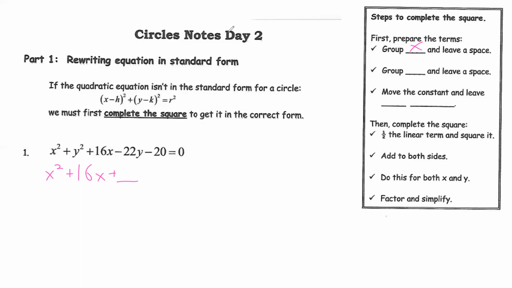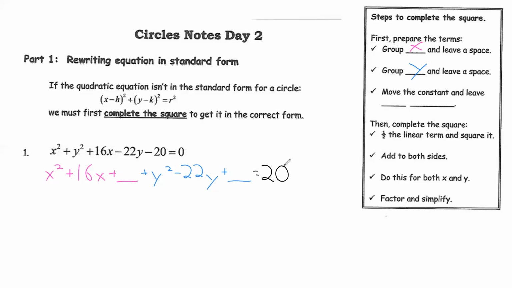Then we're going to do the same thing with the y's. So we have y values. We have plus y squared. The other y term was negative 22y. And again, in order to make this a perfect square trinomial, we're going to leave a space. The 20 that's on there, we're going to move that over to the other side. In order to move that over, we're adding it to the other side, so that becomes a positive 20 on the other side of this equation.